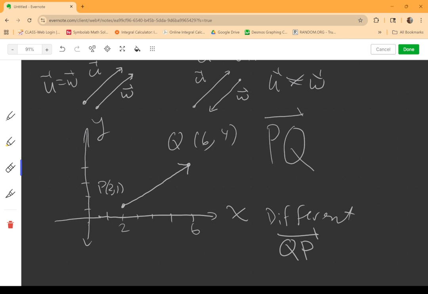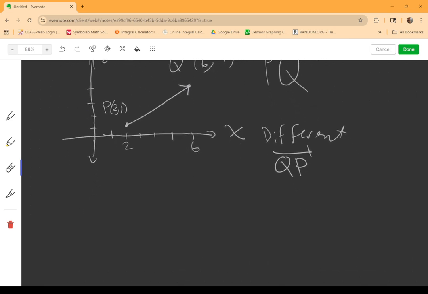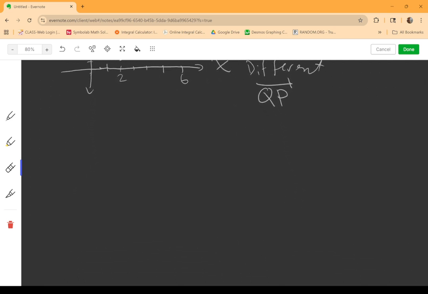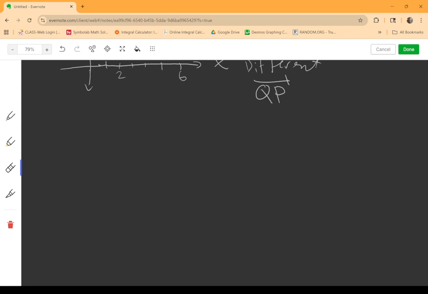Okay, so now we have a definition of a vector. We define what it is to have an equivalent vector. So now we want to develop ways to combine vectors. All right, so let's see, how can I combine vectors?